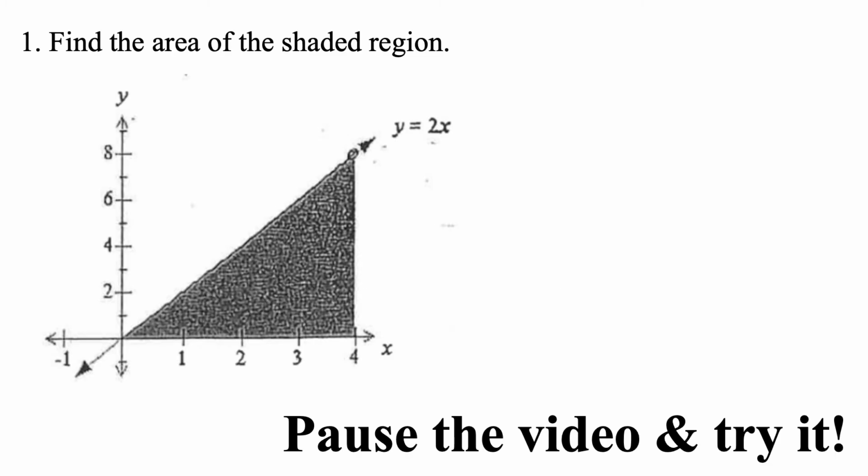So the first thing you want to do is look at the graph here. You have the function y equals 2x. Then you have a shaded region underneath that curve. Go ahead and pause the video and try to find the area of that shaded region. Here's a hint: you might want to use geometric formulas that you've learned in the past.